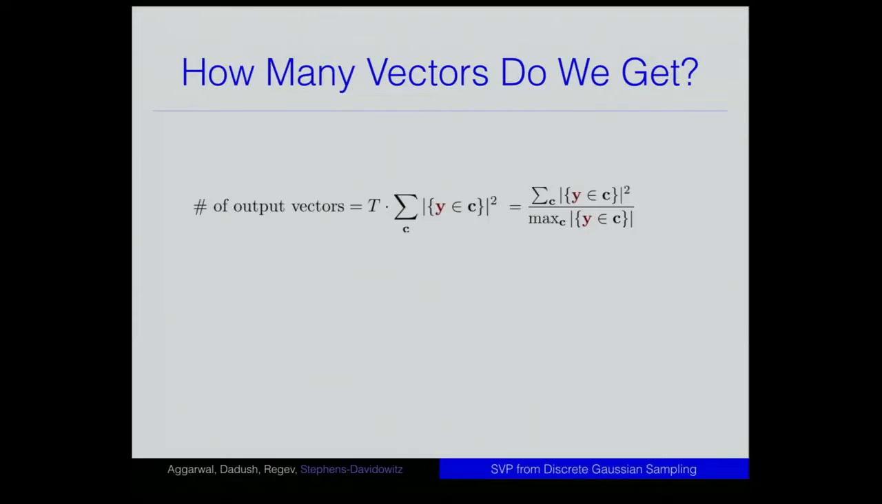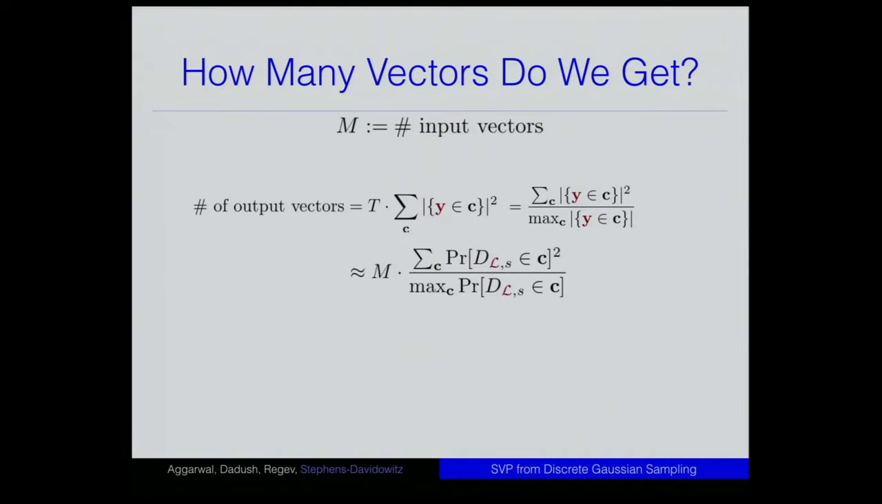But we know the distribution of these vectors, so we know roughly what this will be. If we start out with m input vectors, then this will be roughly m times the sum of the probability that we land in this coset squared, divided by the maximal probability of a coset. So this is a collision probability divided by a maximal probability. I think cryptographers are fairly used to seeing things like this. You can think of this as Renyi entropy compared to min entropy. So we know that actually this can be quite bad.